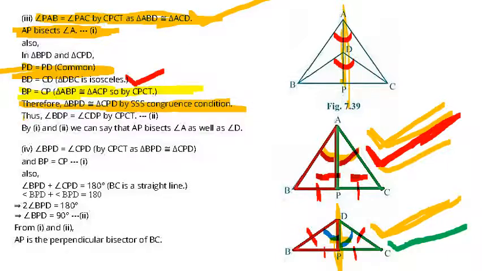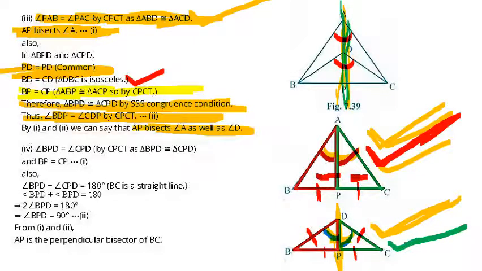So say that angle BDP equals CDP. The reason is CPCT, because I proved they are congruent and these are corresponding parts of congruent triangles. So when it gets divided into two equal halves, that means it is getting bisected. So I can say that the line AP bisects angle D as well. In general, we can write down that AP bisects angle A as well as angle D.